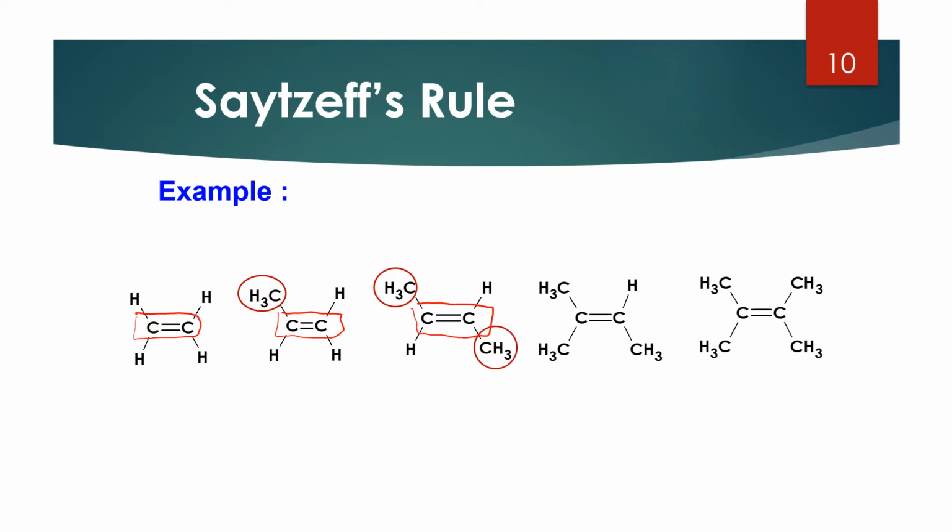And the fourth alkene shows a carbon-carbon double bond with three alkyl groups. And finally, the fifth alkene shows a carbon-carbon double bond with four alkyl groups.